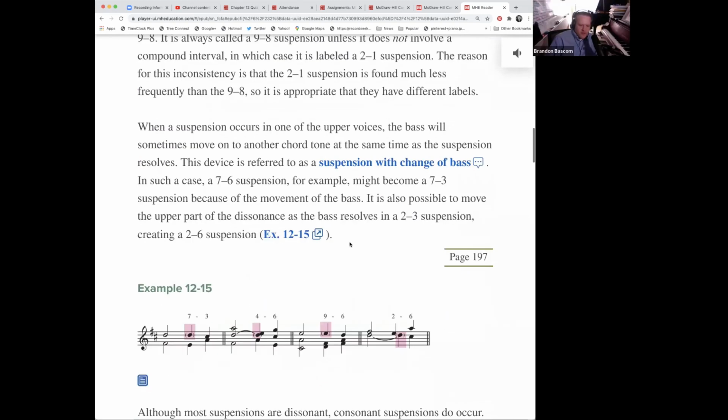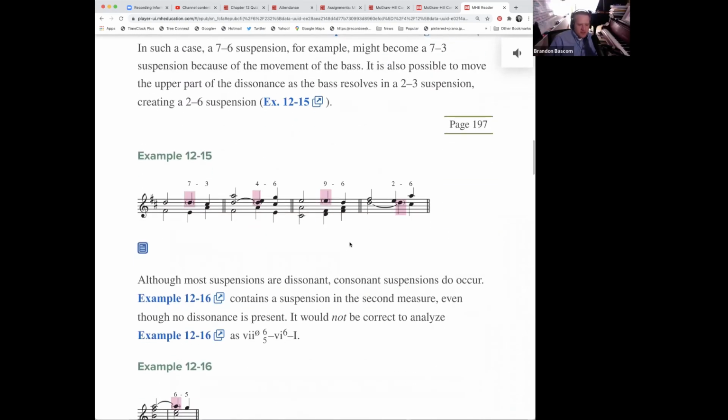Remember, you can also have that suspension with change of bass. Like we do here, we have a 2/6 suspension in our bass. And when I say bass, we're still in treble clef. So originally our suspension was a second with our non-chord tone, and it was resolved to a sixth.